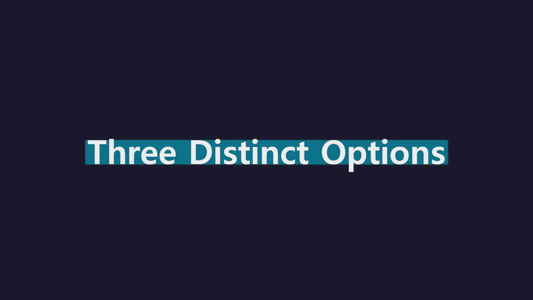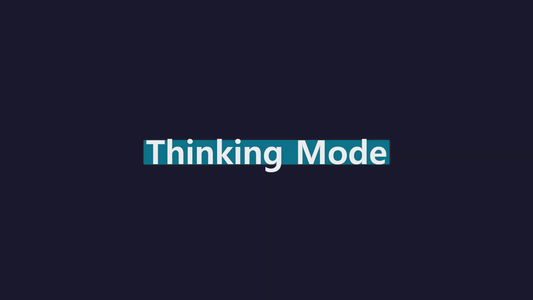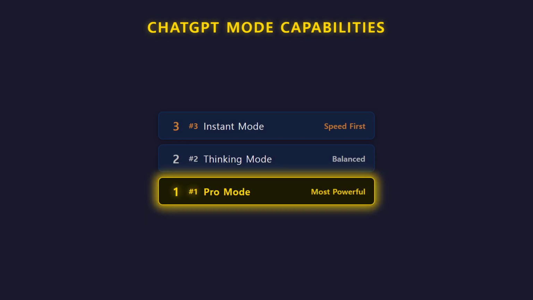Instant is designed for fast, everyday tasks. Think quick questions, casual conversation, drafting short emails, or getting a rapid summary of something. It prioritizes speed over depth, giving you a response in seconds rather than making you wait. This is your go-to mode when you just need a quick answer and you need it now.